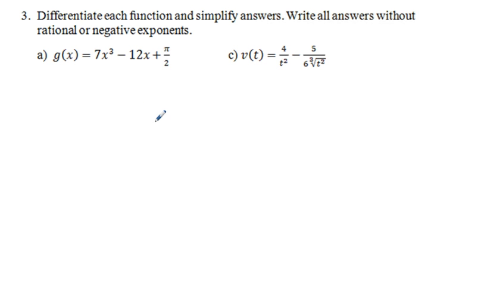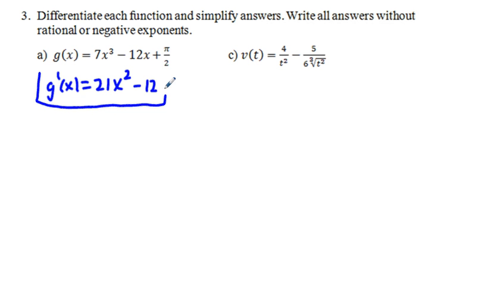Differentiate each function and simplify answers. Write all answers without rational or negative exponents. And so we have just kind of 4 basic types of differentiations. The first one, g of x equals 7x cubed minus 12x plus pi over 2. Well, g prime of x is going to be equal to 3 times 7, which is 21, x to the power of 3 minus 1, which is going to be squared, minus 12. And the derivative of pi over 2 is a constant, so this will be our correct answer for part A.